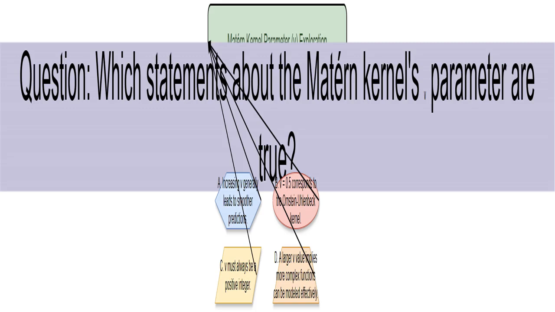I see this statement as correct. A larger nu value in the Matern kernel means the resulting function will be smoother, meaning fewer sudden changes. Think of it like drawing a curve. A higher nu makes the curve smoother.